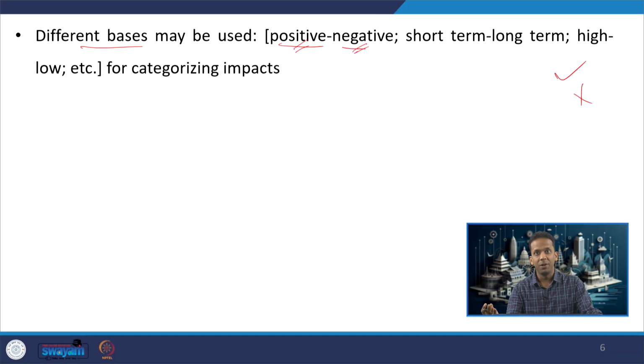the economy and employment. Then impact can be categorized as short term or long term, depending on how long the impact lasts. Taking the example of road construction, a short term impact would be some inconvenience to people with dust due to the construction activities, but once the road is there, the long term impact will be the improved infrastructure, the improved commute and transportation. Then high, low, or medium. So, there are different bases where categorizing impacts is possible.